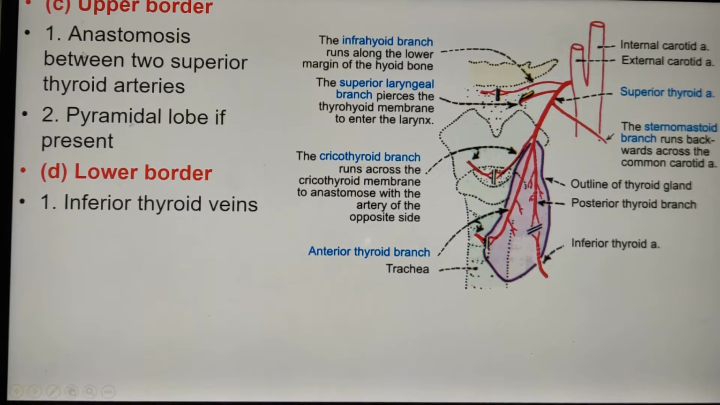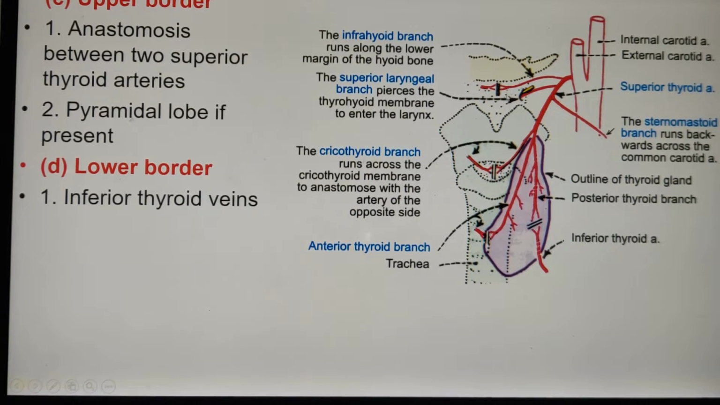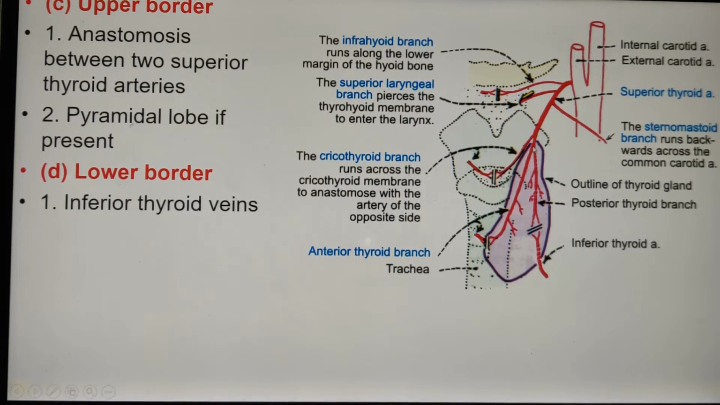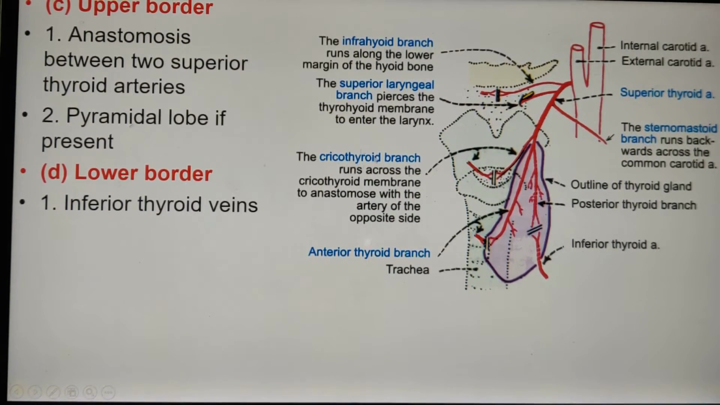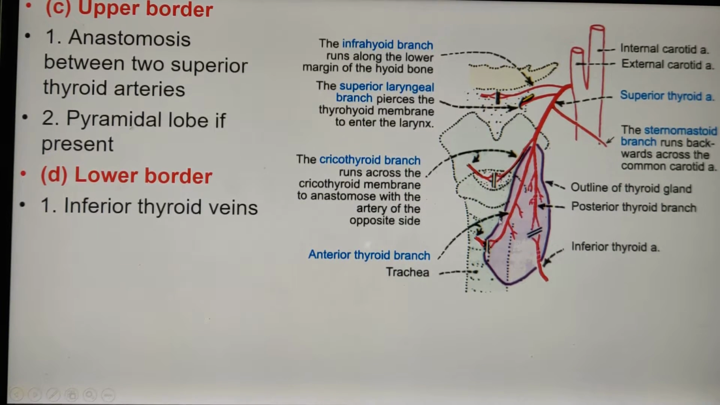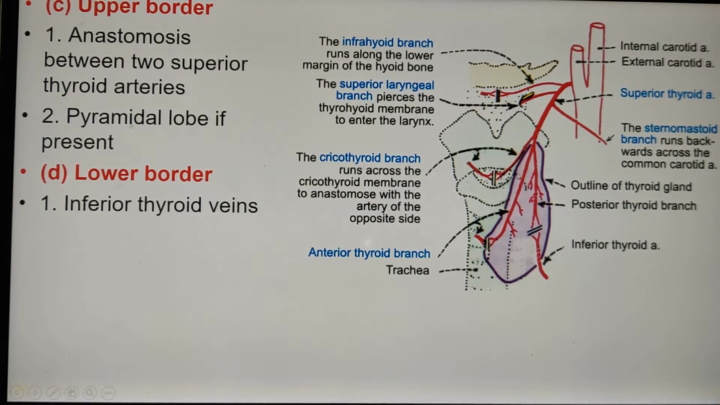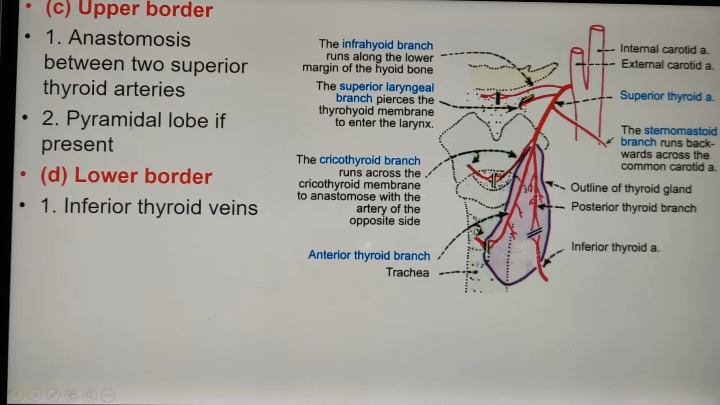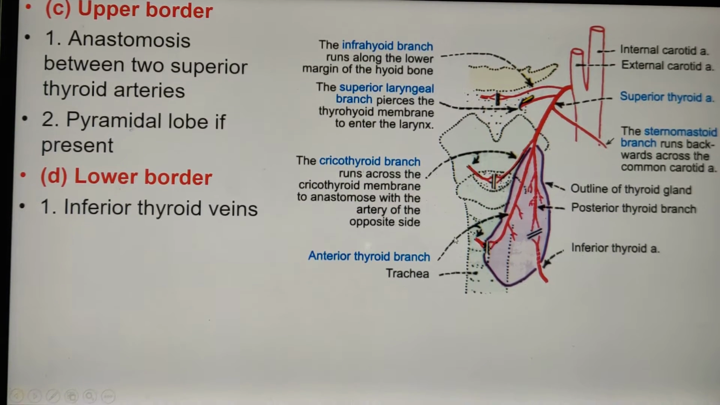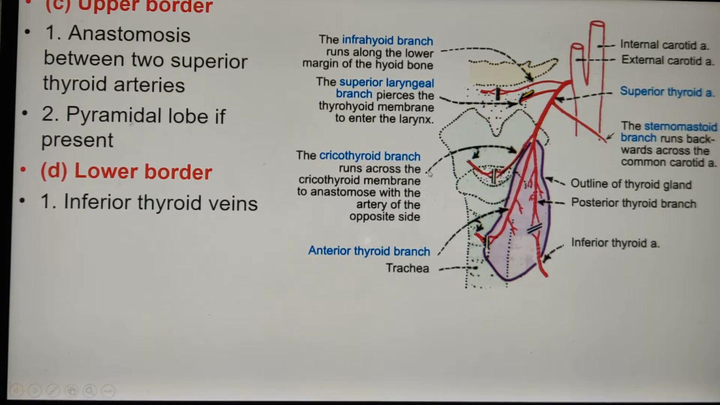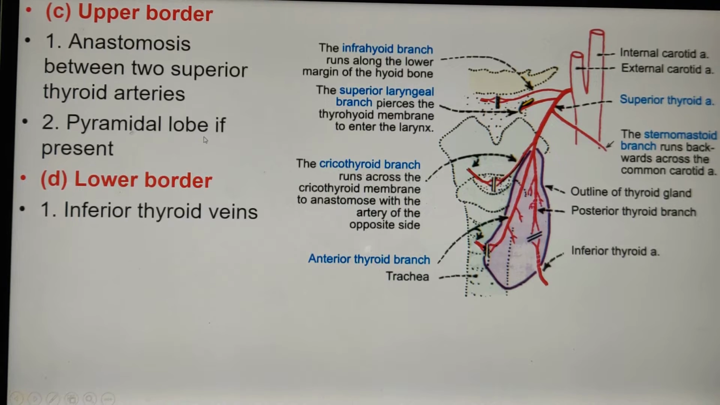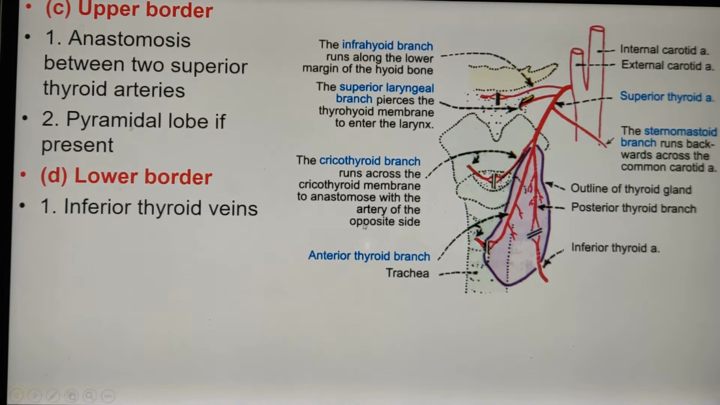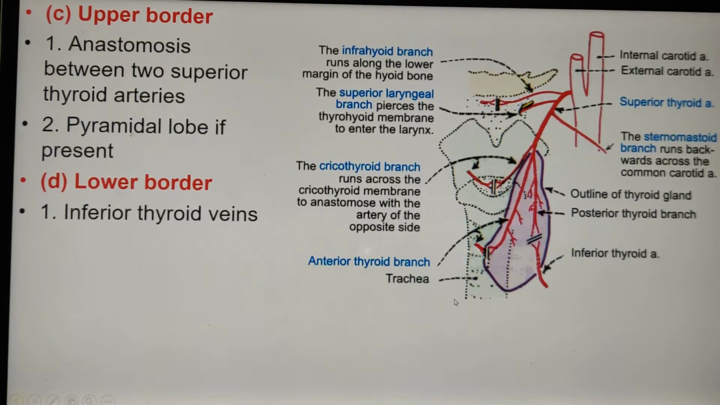The upper border lies on the upper side. Here you can see the upper border. There is an anastomosis between the superior thyroid arteries. Here you can see the anterior divisions of the superior thyroid artery of both sides, which anastomose with the anterior branch of the opposite side, and there is a pyramidal lobe, if present, in the upper part. The lower border is related to the inferior thyroid veins.